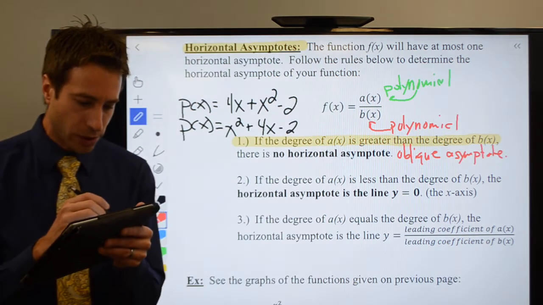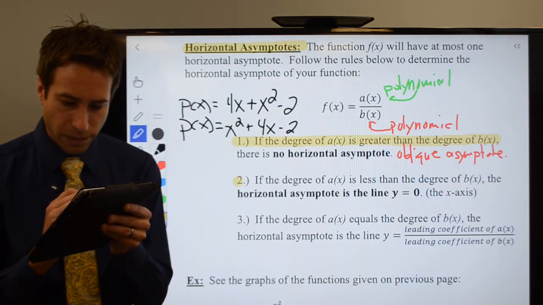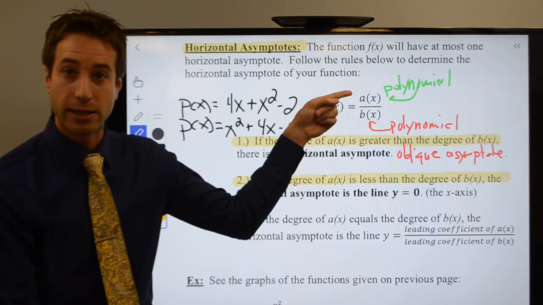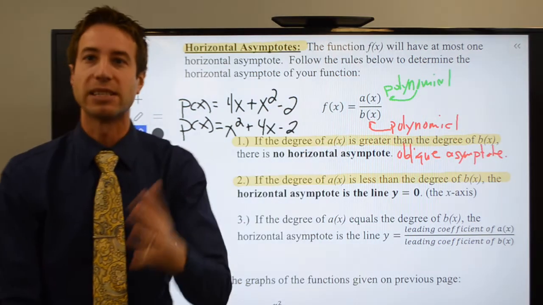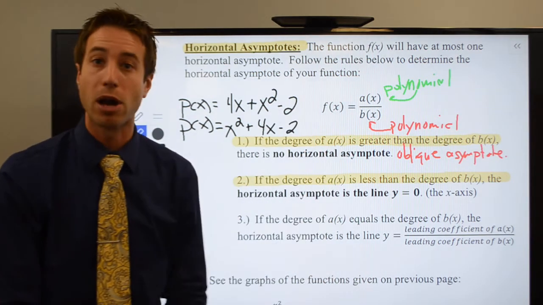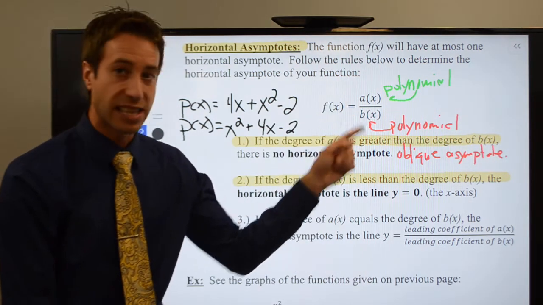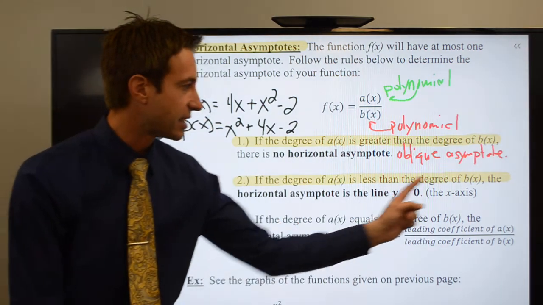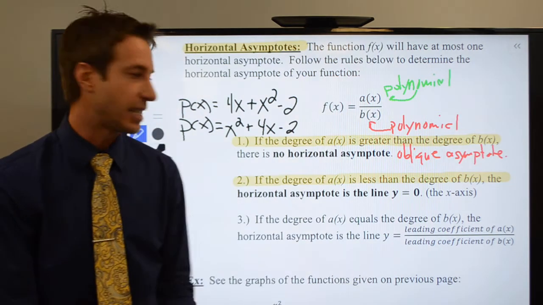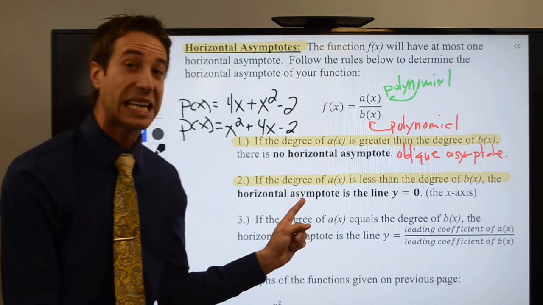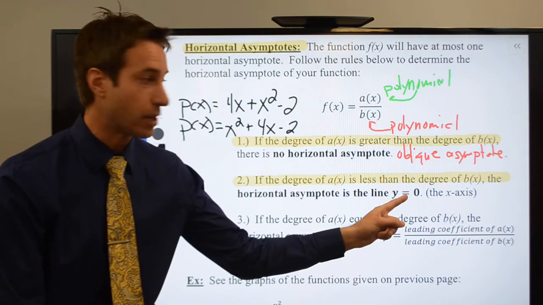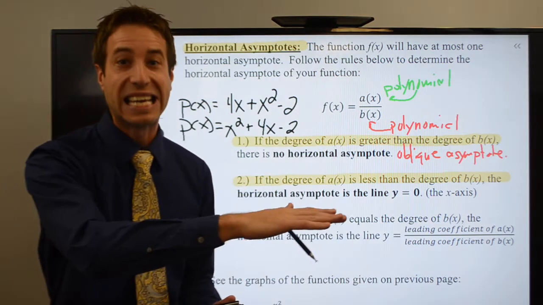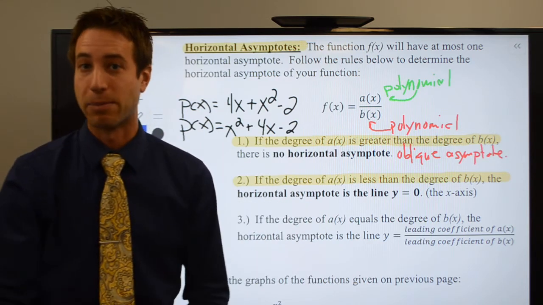But then the other rules. Rule number 2, if the degree of a of x is less than b of x. So you take a look at this, the degree in the top is less than the degree in the bottom. Let's say the degree of the top is 1, the degree of the bottom is 2. Well, 1 is less than 2, and so you have rule number 2, if the degree of a of x is less than the degree of b of x, and here's what it tells you. The horizontal asymptote is y equals 0. That's the x-axis. So you have a horizontal asymptote that is the x-axis, and we'll look at examples of that.